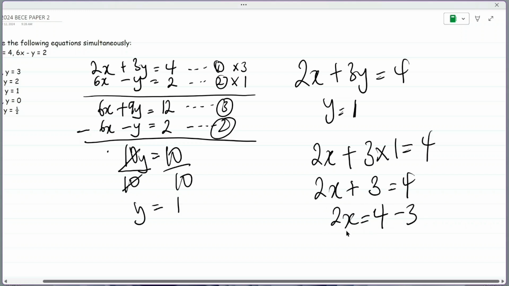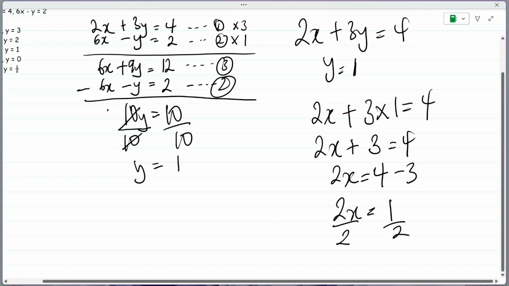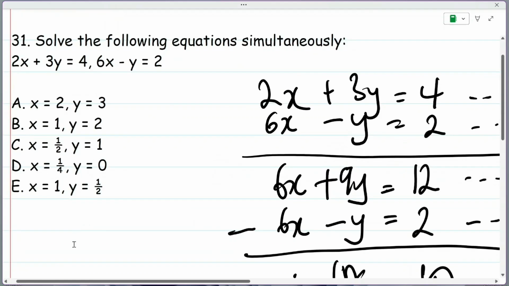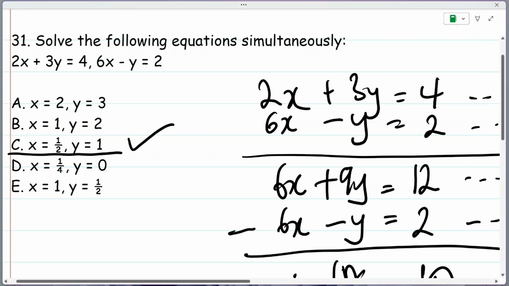You know, we want x alone on one side. Now I've gotten the 3 out. We still have the 2 with the x. We have 2x equals 4 minus 3, that's 1. Since we're looking for x, we divide both sides by the coefficient of x. That's the number in front of x joined to x. We divide both sides by 2. 2 and 2 here, 2 cancels 2. x equals 1 over 2. x is half. That's our answer: x is half and y is 1. From our options, our answer is C, where x is half and y is 1.